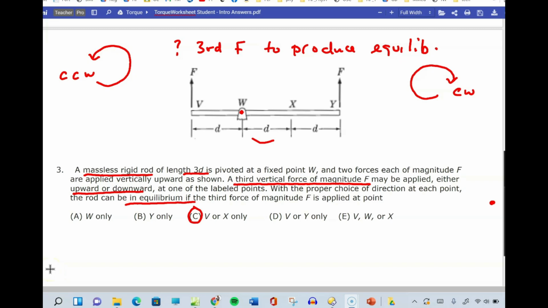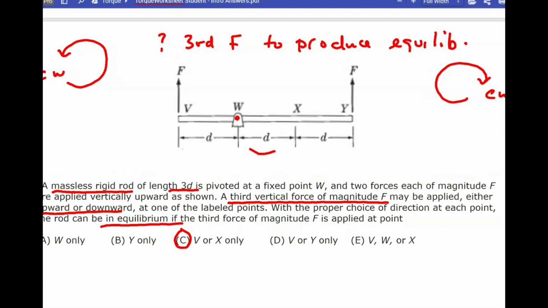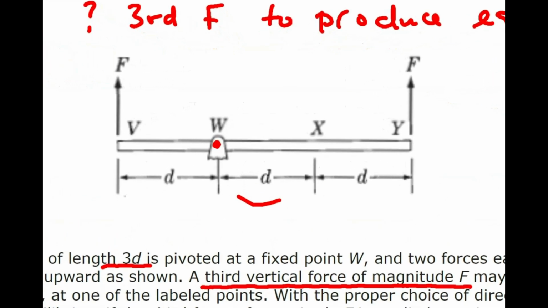All right, this is the fourth page on the big torque sheet, and we're going to do some more problems here. We've got a rod on a pivot point at W. One of the forces on it is placed 2D away, and the other is just D away from the pivot point. So this moment arm is 2D, that moment arm is D. So the question here: where would you place a third force to produce equilibrium, where the sum of the torques equals 0?